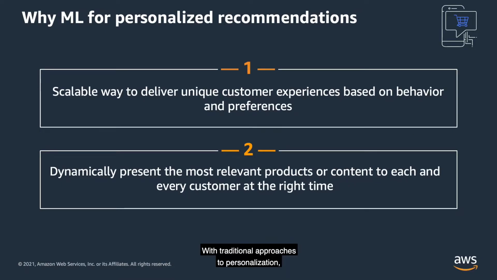Traditional approaches to personalization are typically based on broad segments of users, not tailored for every individual user, and therefore the recommendations oftentimes miss the mark. Machine learning provides a scalable way to deliver unique experiences to individuals based on their behavior and inferred preferences, rather than generic segments of users. Machine learning can help by processing customer data and selecting the right algorithms to dynamically present the most relevant products or content to each user at the right time.